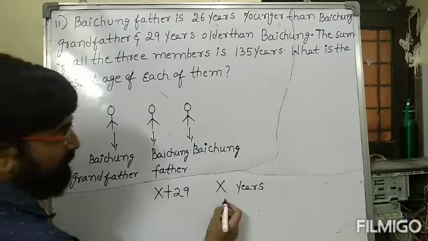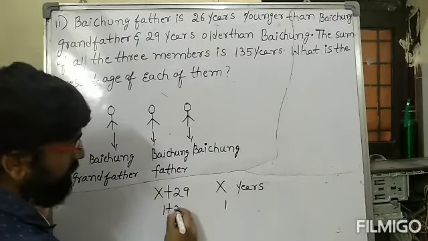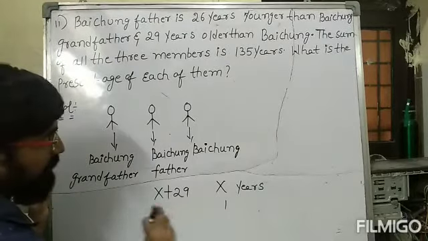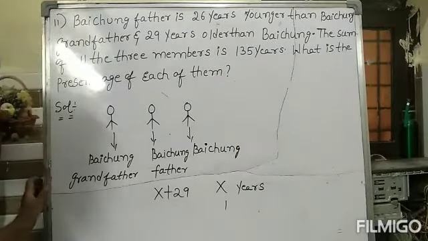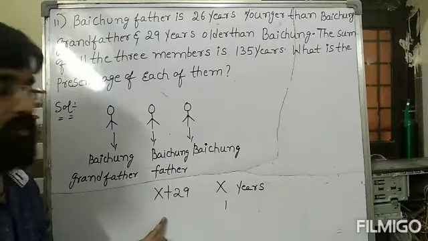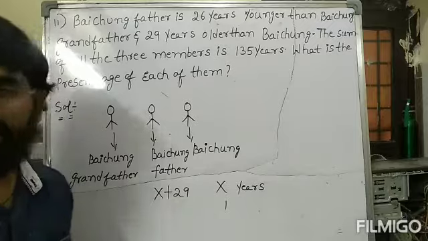If Baichong is 1 year, his father is 1 plus 29, that is 30 years. That's why I am taking it like this. When Baichong's age is X years, his father's age is X plus 29. If his age is 1 year, his father's age is 1 plus 29, 2 plus 29, like that.